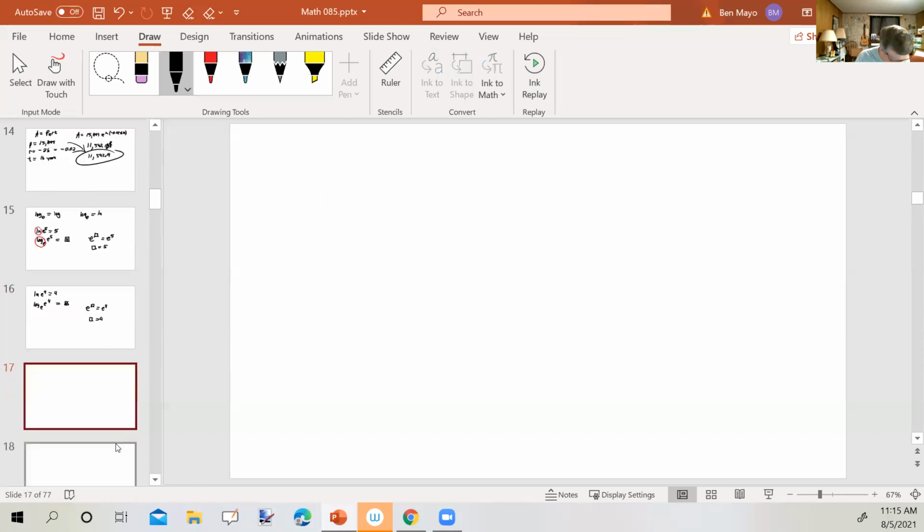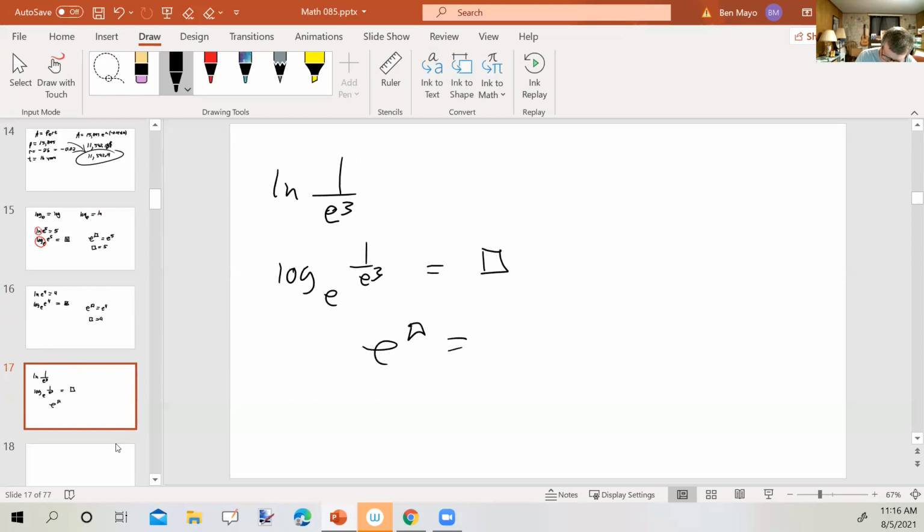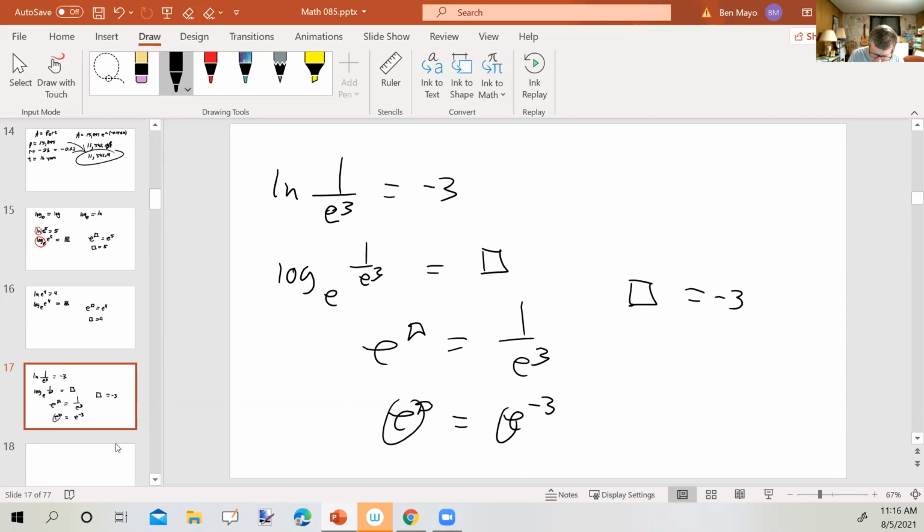How about this one? The natural log of 1 over e cubed. Well, that's log base e of 1 over e cubed. All right. So we'll say that's equal to some unknown. So e to the box equals 1 over e cubed. Well, I could write 1 over e cubed as e to the negative 3 power. So now the box equals negative 3. Okay, since the bases are equal, the exponents have to be equal as well.